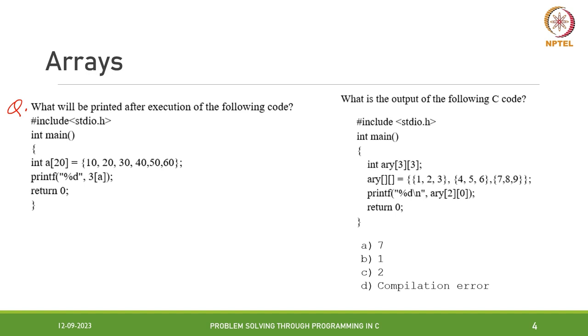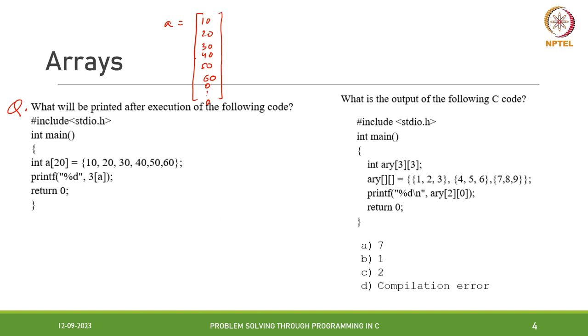Error. Okay, why do you think it will be an error? So basically this array A is 10 20 30 40 50 60 and then 0 0 0 0 for the rest of the way. So it consists of 20 elements total.